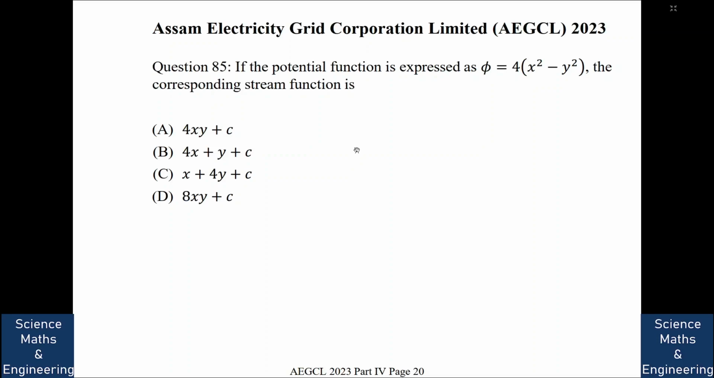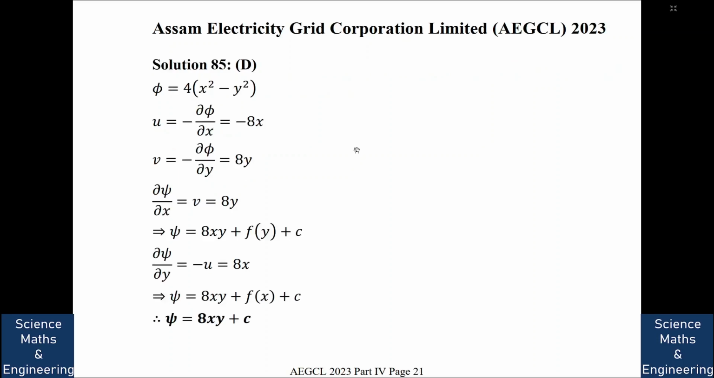square, the corresponding stream function is, the answer is, see, phi is equal to 4 into x square minus y square. Now u is equal to minus del phi by del x. So u would be equal to minus 8x and v is equal to minus del phi by del y. So it will be equal to 8y. Now stream function del psi by del x is equal to v. So which is already we know as 8y.